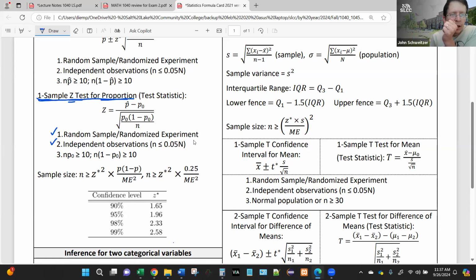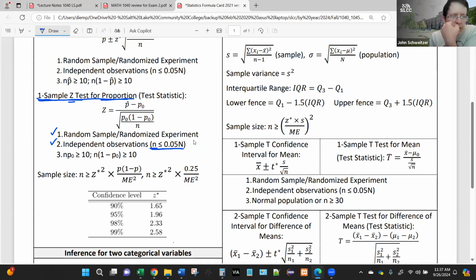We need to have independent observations. That's summarized by this inequality here. So why do we need independent observations? Well, you don't want the people in the sample to be influencing each other or related to each other in any way. You want them to basically not know each other. Okay, because people who know each other tend to influence each other. The rule of thumb is as long as you have fewer than 5% of the population in your sample, then you should be fine.